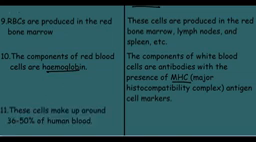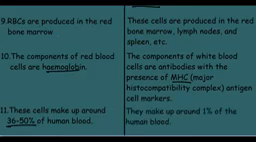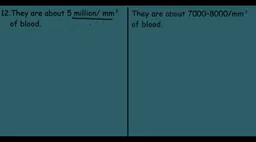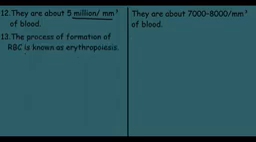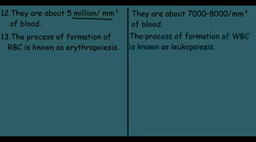RBCs make up around 36 to 50% of the human blood, and WBCs make up around 1% of the human blood. Now let's move on to the next point. The concentration of RBC in the blood is 5 million per cubic millimeter, and the concentration of WBC is 7,000 to 8,000 per cubic millimeter of blood. Now the 13th point: the process of formation of RBC is known as erythropoiesis, while the process of formation of WBC is known as leukopoiesis.